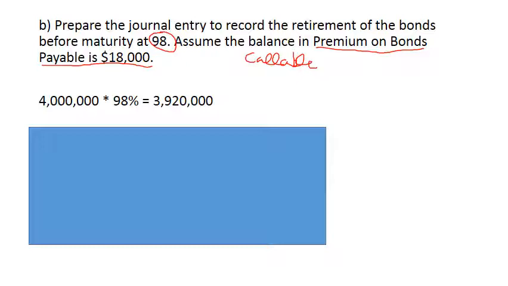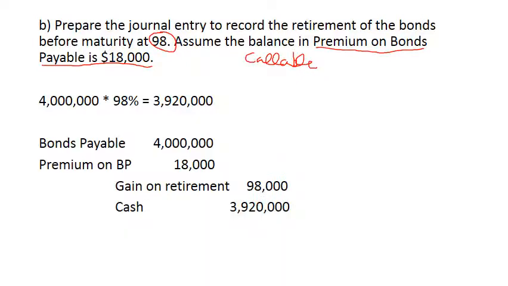So the first thing we want to record is clearing off the bonds payable. So the bond payable we have to take off the books is the whole $4 million. And since it says the premium on the bonds is $18,000, we have to take off the premium as well. The amount we're going to be paying is the $4 million times the 98, because that's what we're paying to get the bonds back. So the cash outflow will be $3,920,000, and then we have to make this balance.